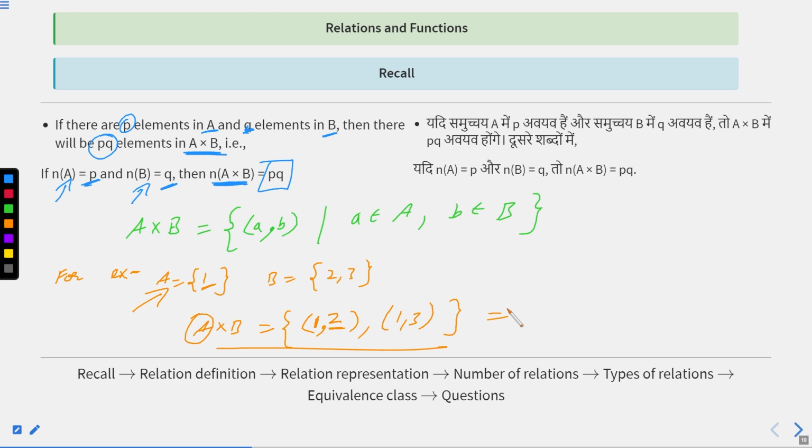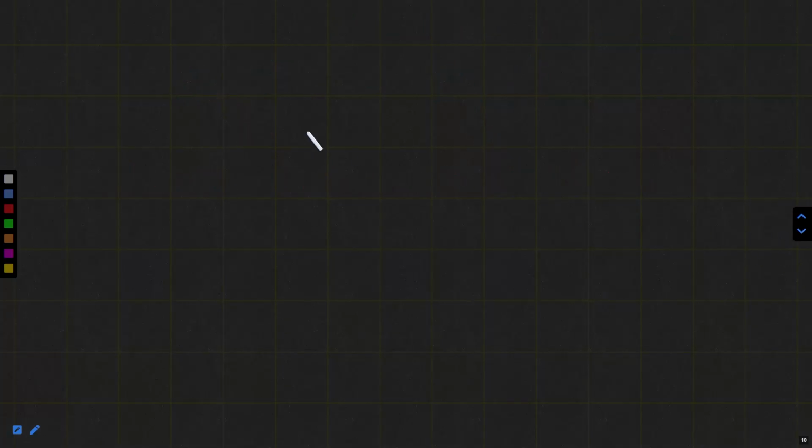So how many did you get? Just 2. The number of elements in this set is 1 and the number of elements in this set is 2, so 1 times 2. Okay. Now what?